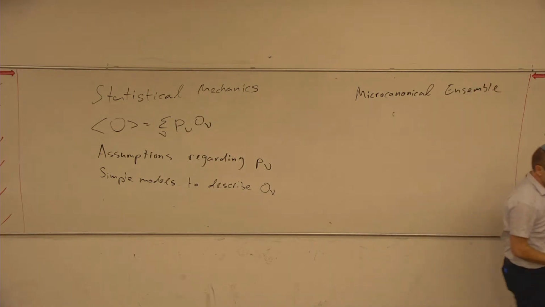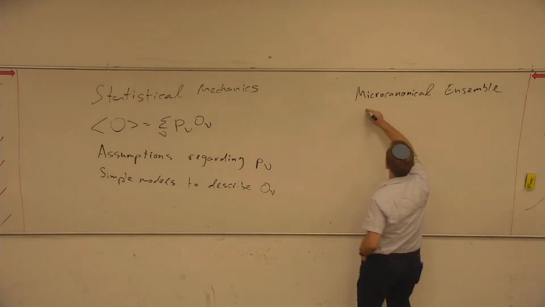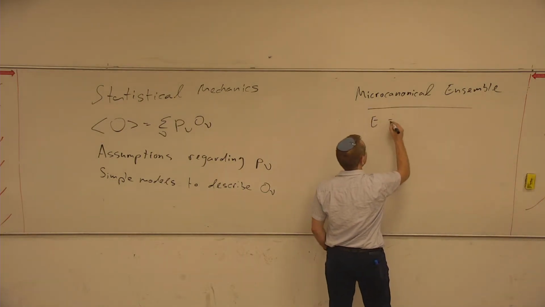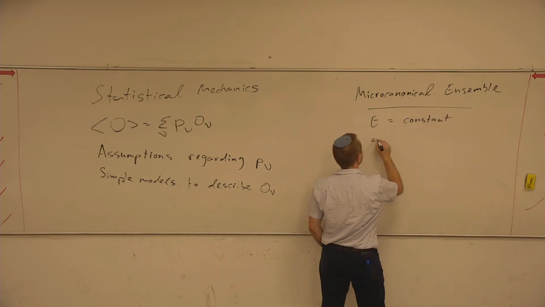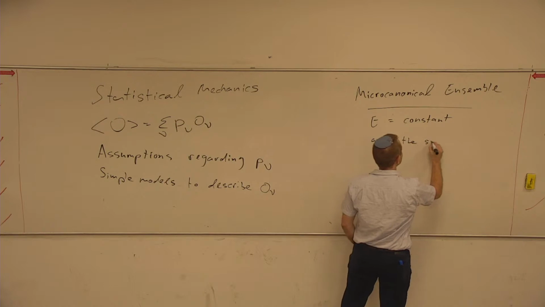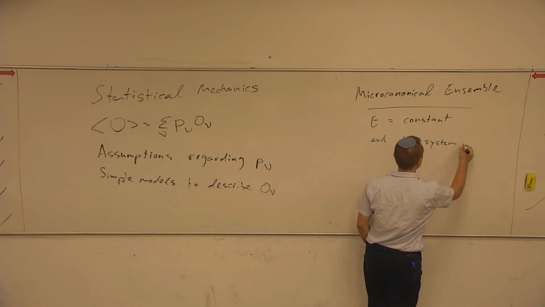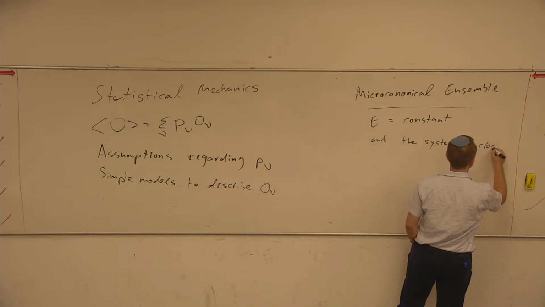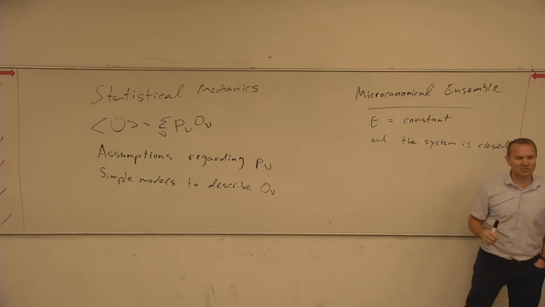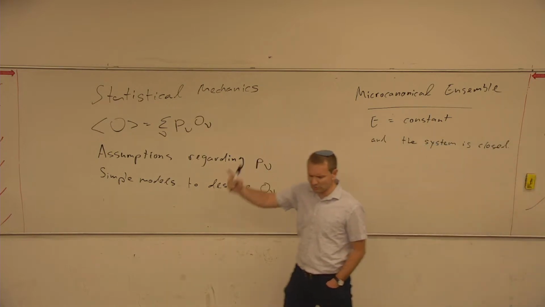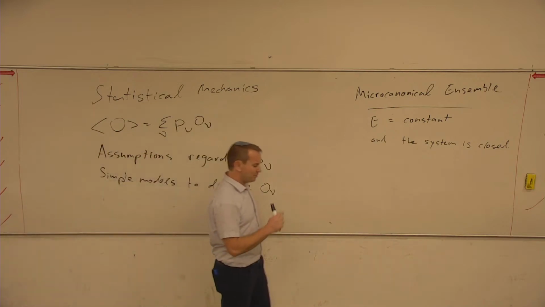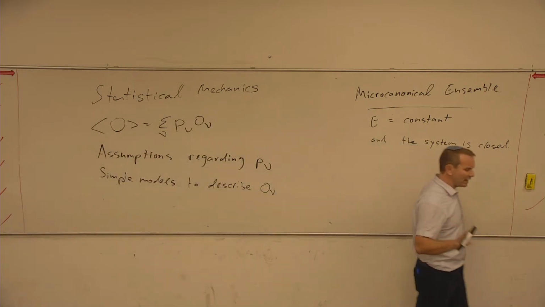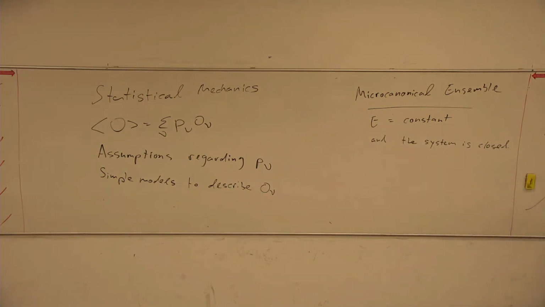Okay. Microcanonical ensemble. So in physical terms, what I assume is that E equals constant, and the system is closed. Right? So I do not have exchange of energy with the outside world. The number of particles is kept constant. The pressure is kept constant. Everything I can think about is kept constant.